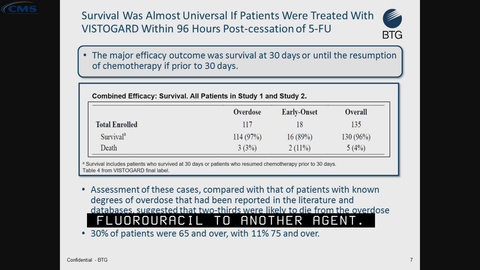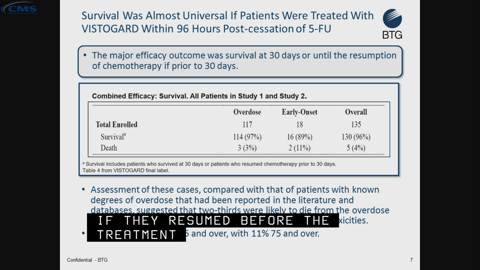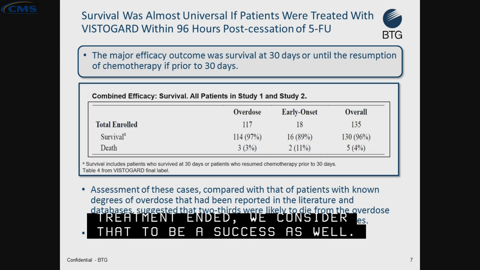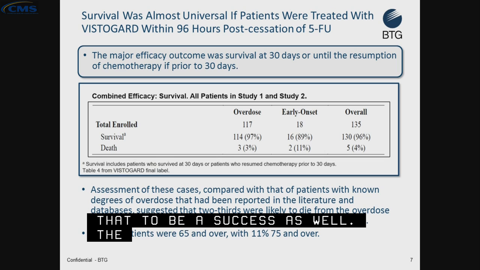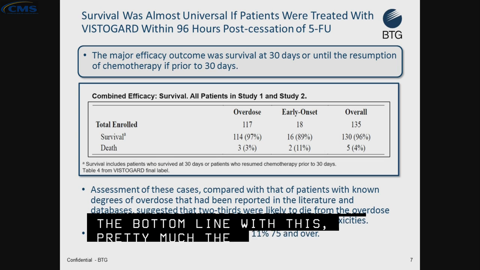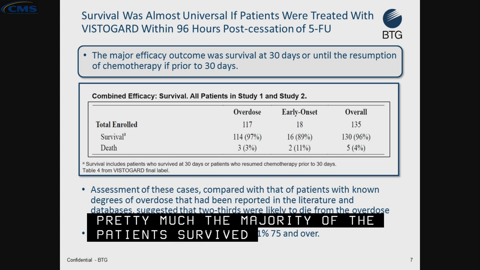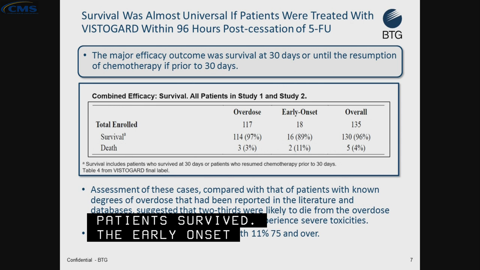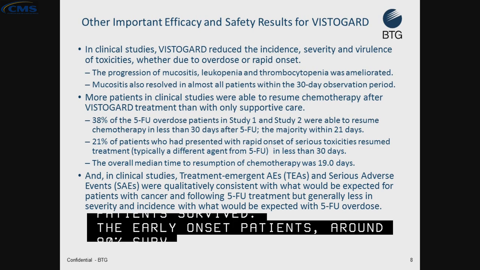So bottom line with this, pretty much the majority of the patients survived. We had about a 97% success rate in the overdose patients. The early onset patients, around 90% survived, and that gave us an overall survival rate of around 96%.